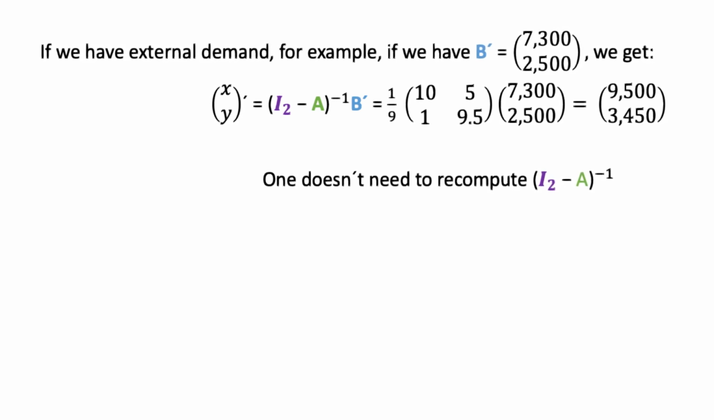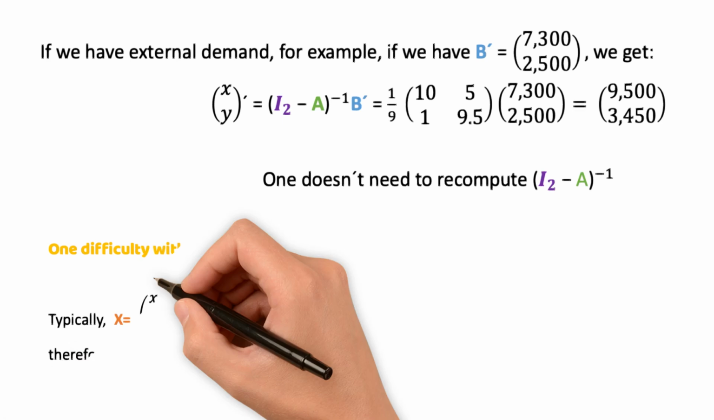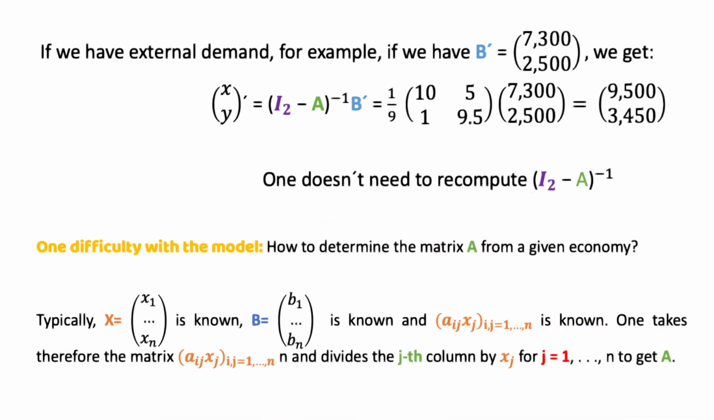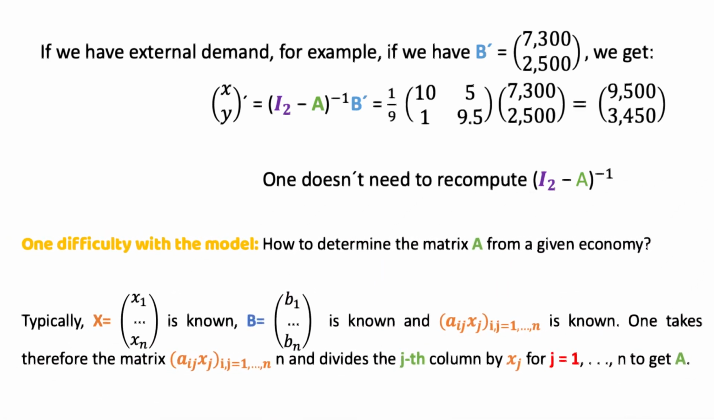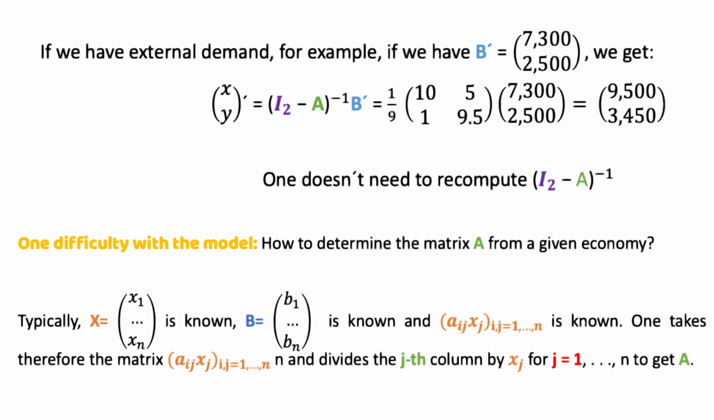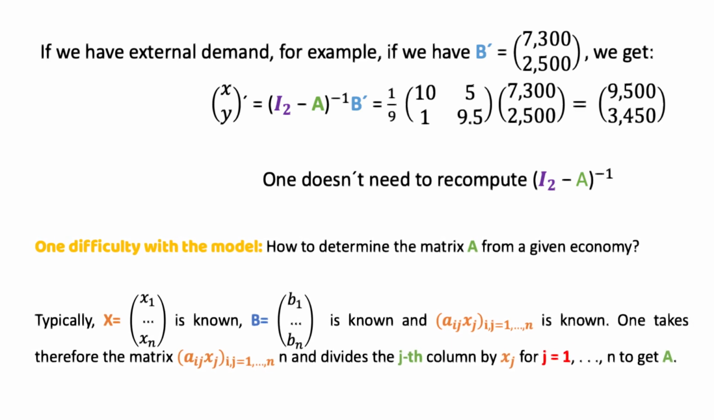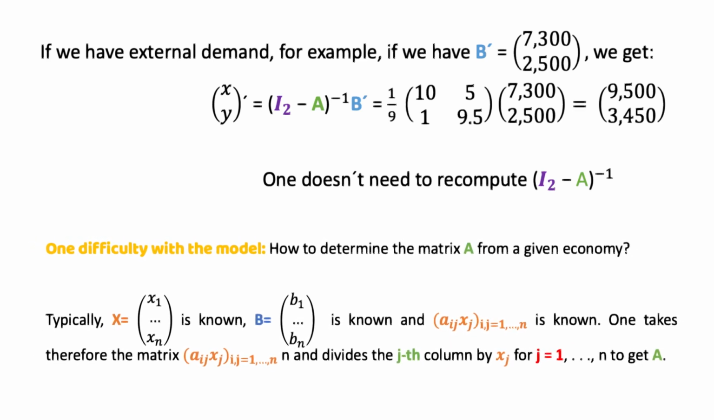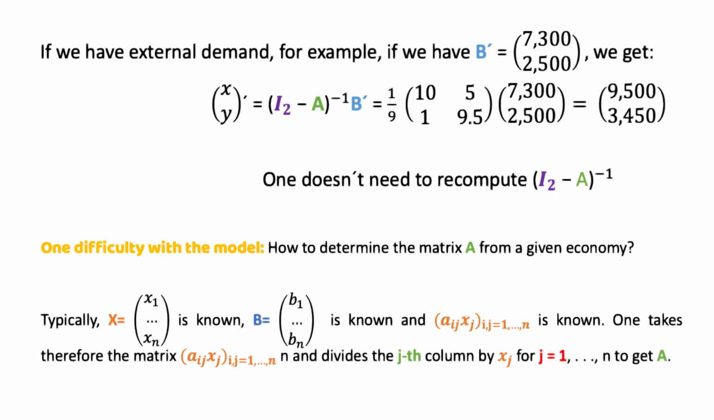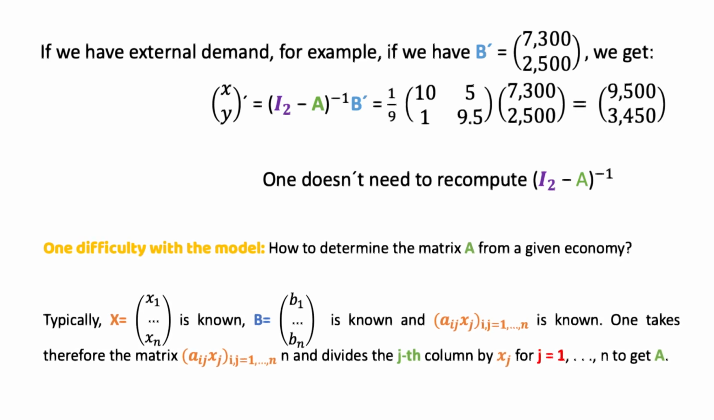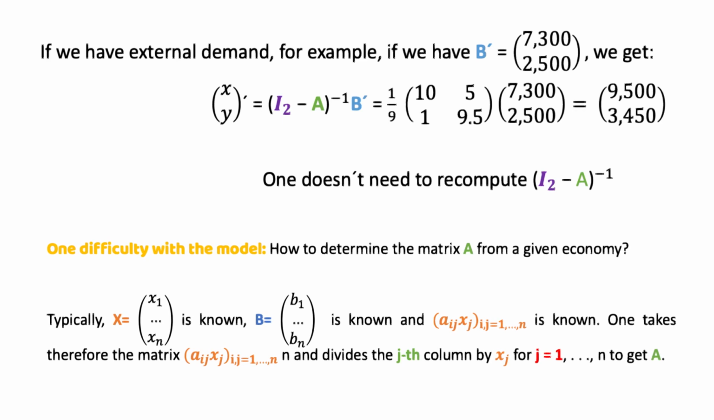One difficulty with the model is how to determine the matrix A from an already given economy. Typically, X is known, B is known, and A_ij X_j, where i and j equal 1 until n, is known. One takes therefore the matrix A_ij X_j, where i and j equal 1 until n, and divides the j-th column by X_j for j equals 1 until n to get the matrix A.